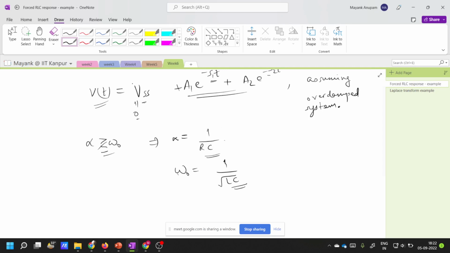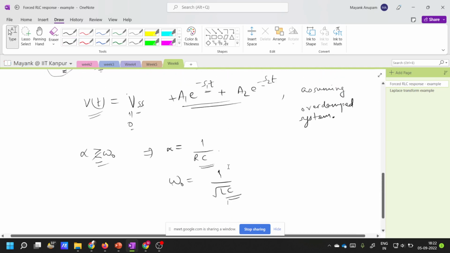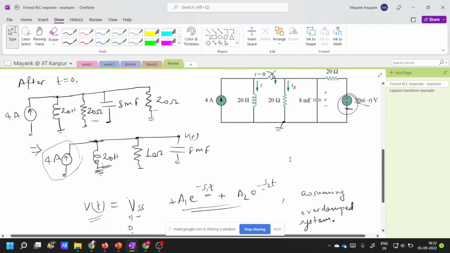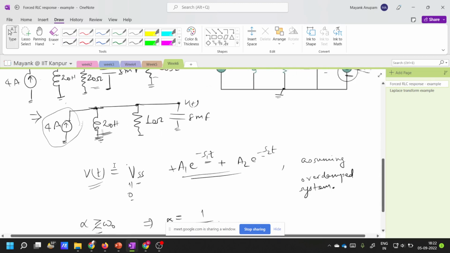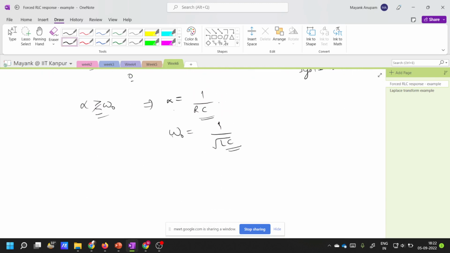Okay, fine. Now can you quickly calculate alpha and omega naught for the values in this particular circuit? So what will be alpha in this case? 1 by RC, right? R is equal to 10 ohm and C is equal to 8 millifarad. So it is equal to 1 by 10 ohms into 8 into 10 to the power minus 3. What is this equal to? 10 to the power 2 by 8, right? Yes. Right.